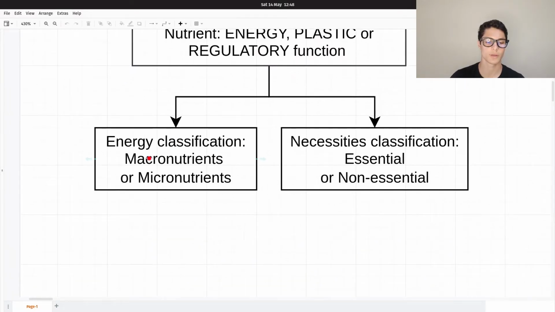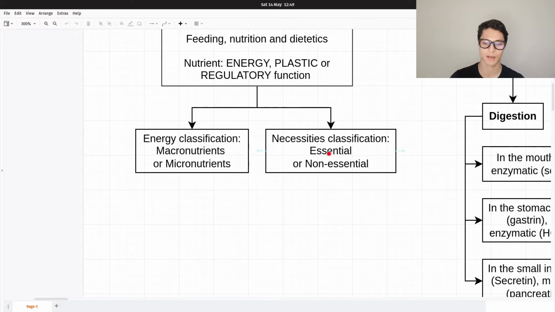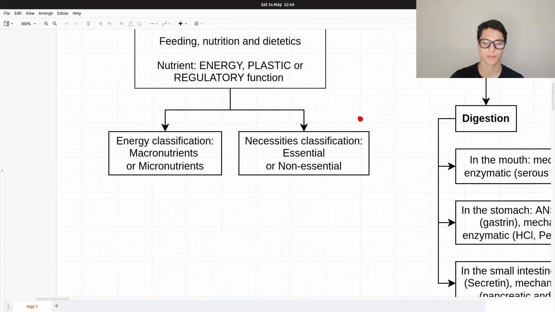Energy classification: we have macronutrients. You have heard of these. These are the macros, the carbs, fats and proteins, and the micronutrients. These ones do not provide significant energy, and these are things such as vitamins and minerals. And then the necessities classification is essential nutrients and non-essential nutrients. The essential are those ones we need to live because we cannot synthesize them in adequate quantities.